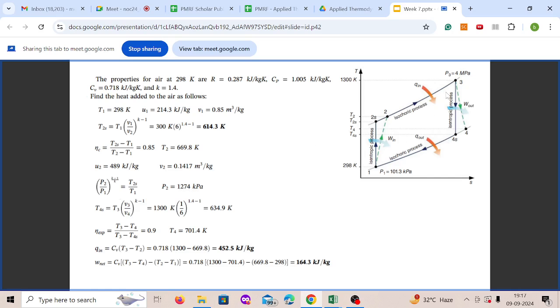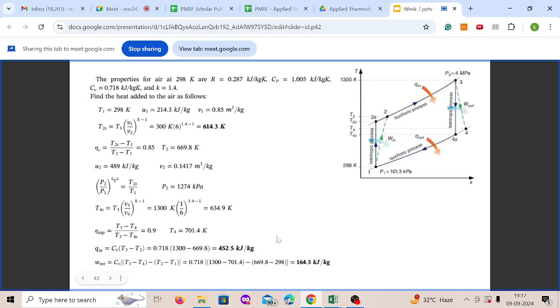So similarly, the maximum pressure and maximum temperature are given. That is state 3, which is 1300 Kelvin and 4 megapascal. With a similar process we can estimate state 4. So state 4 temperature is 701.4 Kelvin using the isentropic temperature and the expansion efficiency.